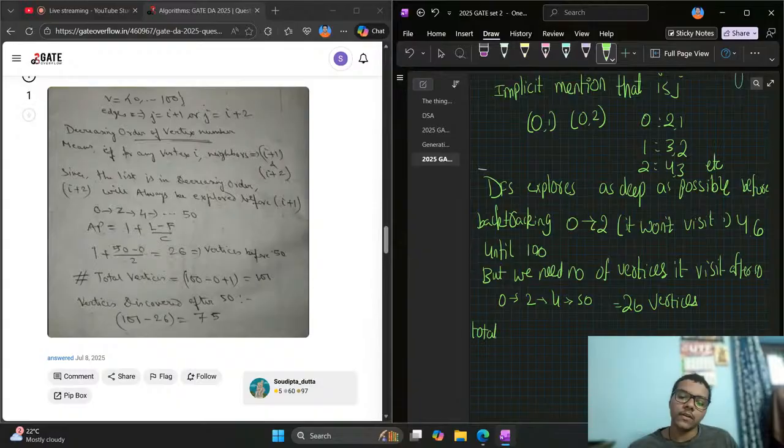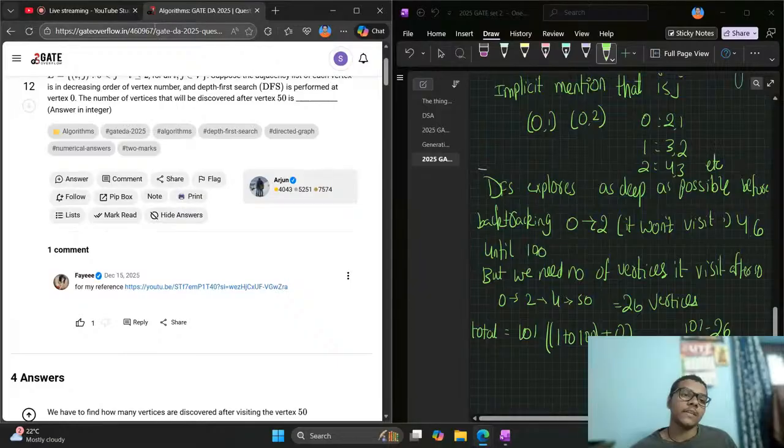Total vertices is equal to 101, that is 1 to 100 plus 0. Make sense? Yeah, makes sense. So 101 minus 26, that will be 75. That made a lot of sense.